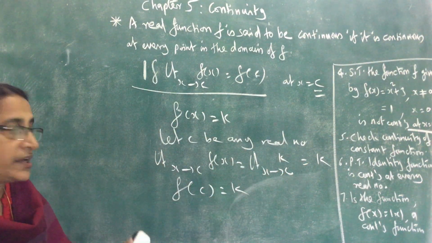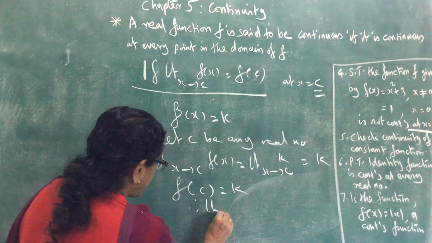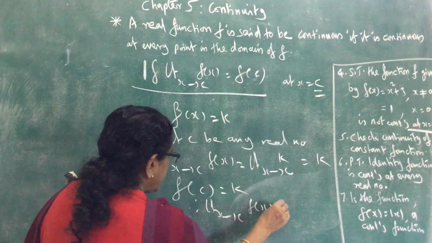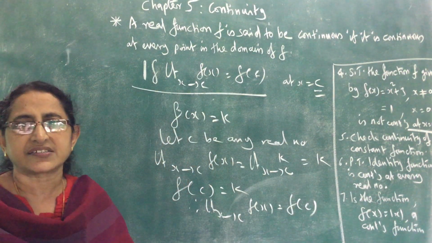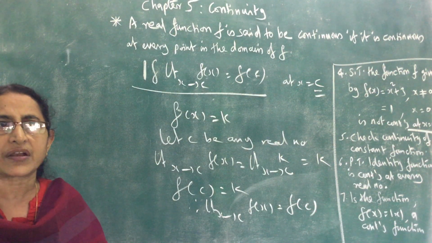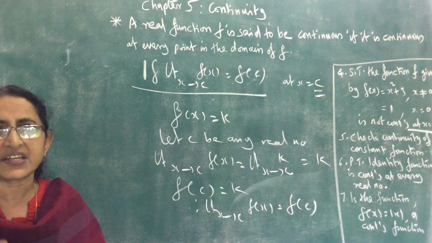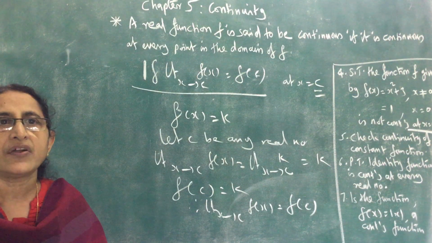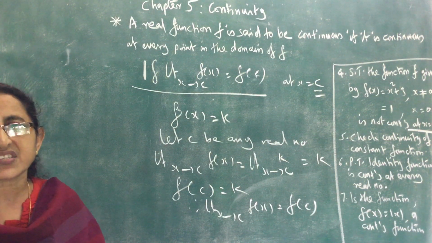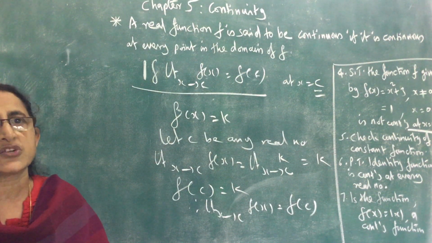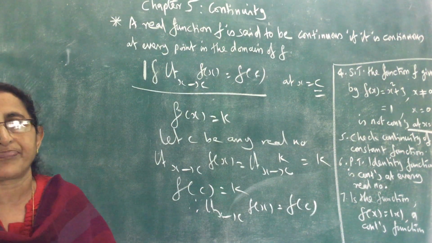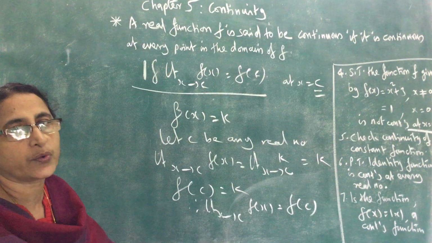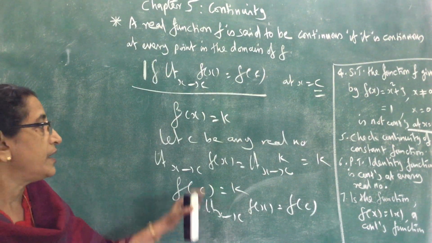Therefore limit x tends to c of f of x equals f of c. We have considered a general case, c, which is any real number. So what we conclude is that when we consider c as a real number, the function is continuous at x equal to c. So we conclude that the function is continuous at every real number c. So that is the conclusion.